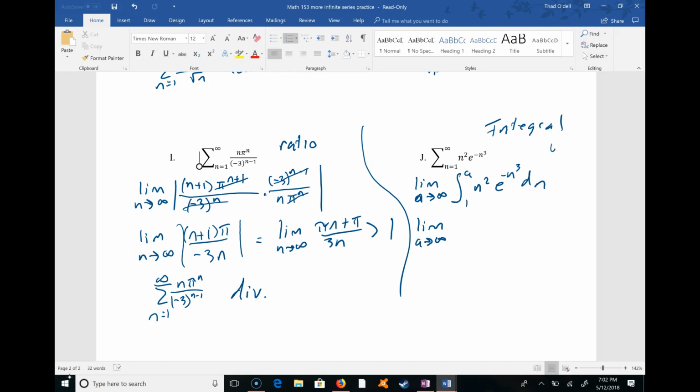If we let u equal negative n to the third, then du is negative 3n squared dn. You can see that the dn and the n squared are pretty much that, except there's an extra negative 3 out there. So I'm just going to go ahead and integrate that. It'd be negative 1/3 e to the negative n cubed, and we're evaluating that from 1 to a.